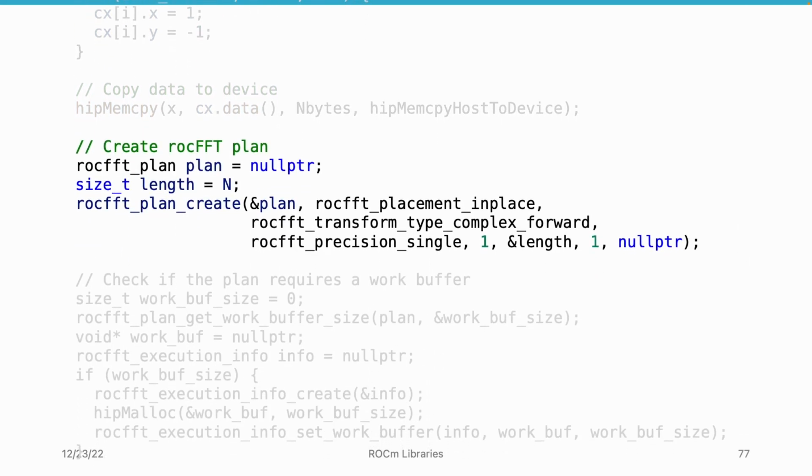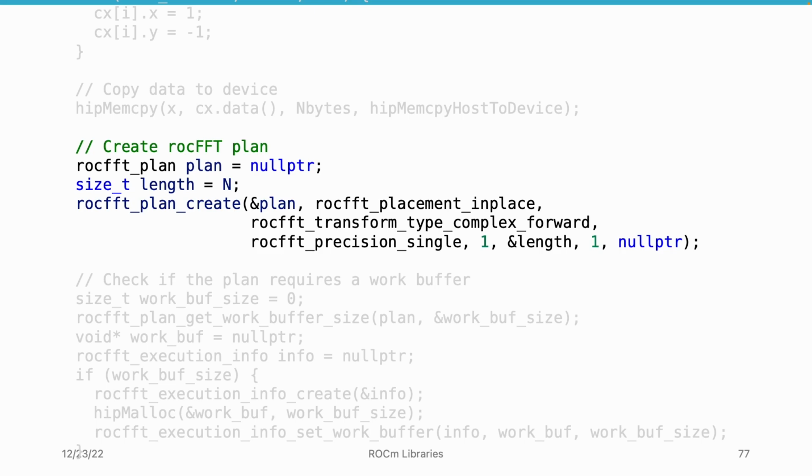Before we perform a rocFFT operation, we need to create a plan. We start with defining this plan as a null pointer, then we use this rocFFT plan create API to create this plan. We need to tell rocFFT about how we want the operation to be performed. For example, we see this rocFFT placement in place argument, which represents we want to reuse the input buffer to store the output data. And then we see this rocFFT transform type complex forward, which represents two pieces of information. That this data is complex data, and we want to perform a forward fast Fourier transform rather than the backward fast Fourier transform. Now we have this precision single, which represents what's the data type we want to use.